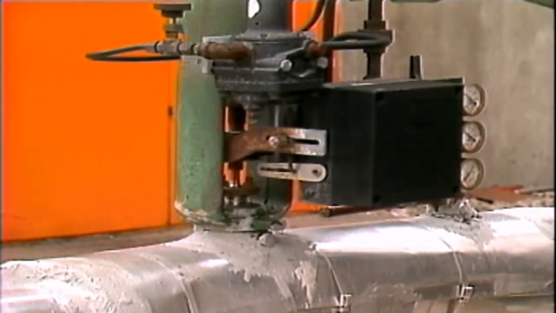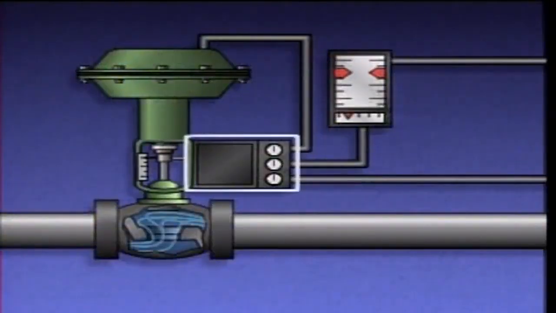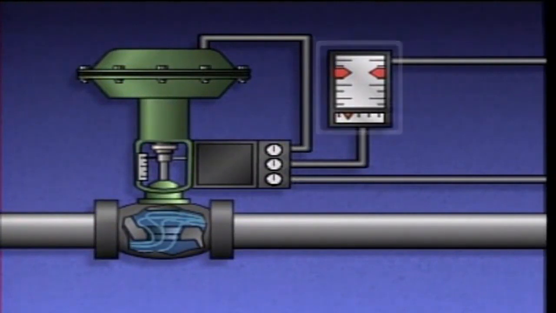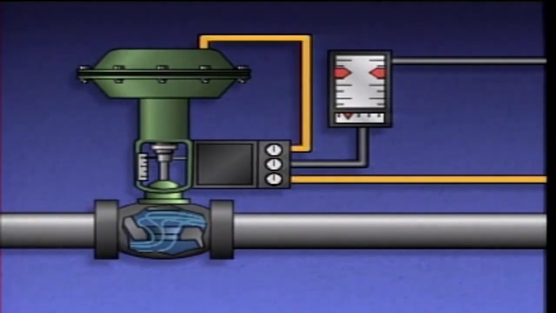from the controller. When a positioner is used with an actuator, the signal from the controller goes to the positioner instead of directly to the actuator. The positioner controls a source of air that enters here and is sent to the actuator through this line.